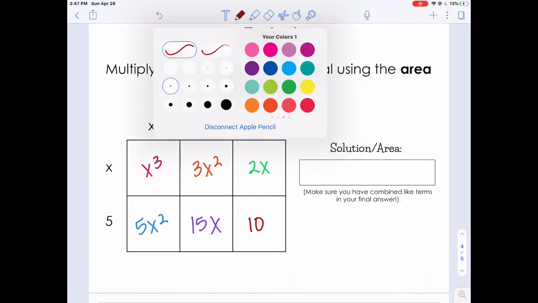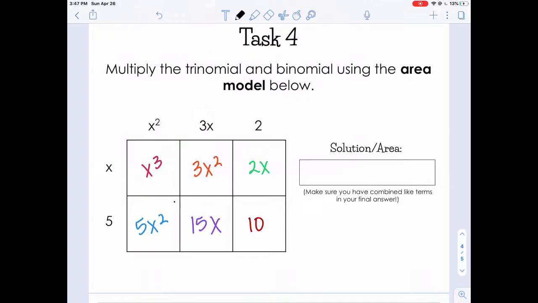Okay, last thing to do before we get the total area is combine like terms. Notice those are set up diagonally. So we're going to get x cubed. There's nothing to combine that with, but I do have 5x squared plus 3x squared, which gives me 8x squared. 15x plus 2x gives me 17x. And then nothing to combine with my 10. So my solution, when I multiply this trinomial and binomial together, is x cubed plus 8x squared plus 17x plus 10. Again, another way to do that is using distribution.